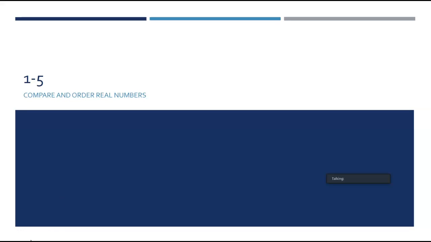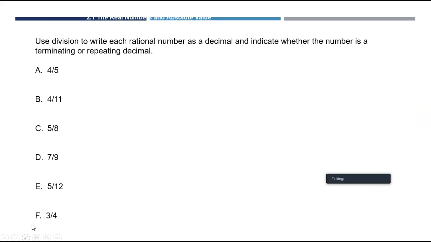Today is really just to compare numbers. So the first comparison we're going to do is to take a number and turn it into a decimal. So we want to take a number and turn it into a decimal. So you're going to use the calculators to convert numbers that aren't easy into decimals.